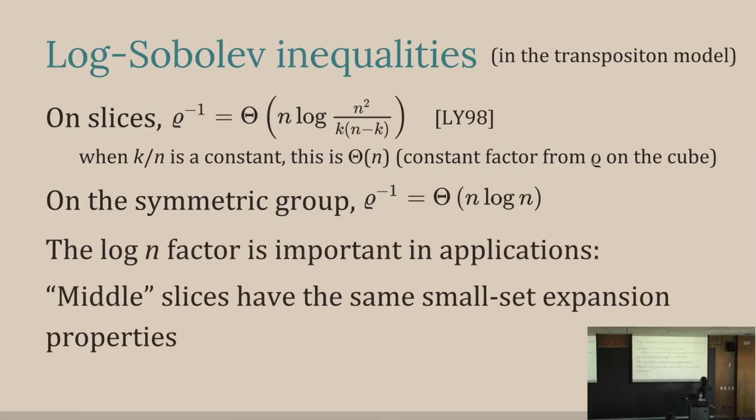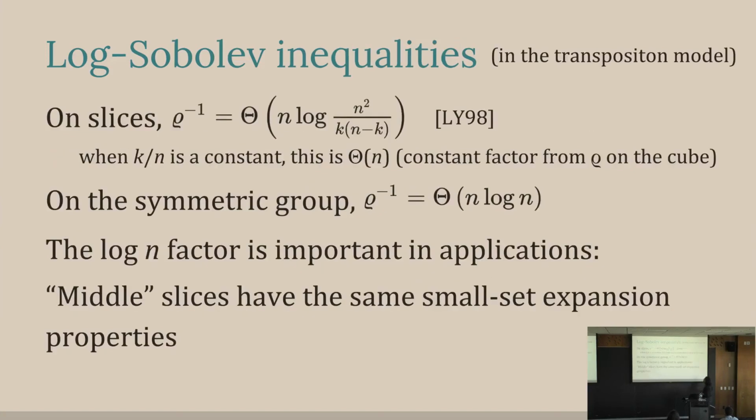So the point of this is that this theta here means that this is actually tight. If you look at just the indicator function of one point, then that function is going to have exactly this log-Sobolev constant. Right. So the point is that the middle slices in the Boolean slices have the same expansion properties as the regular Boolean cube, and that's very nice for us. We get a lot of knowledge out of knowing that.